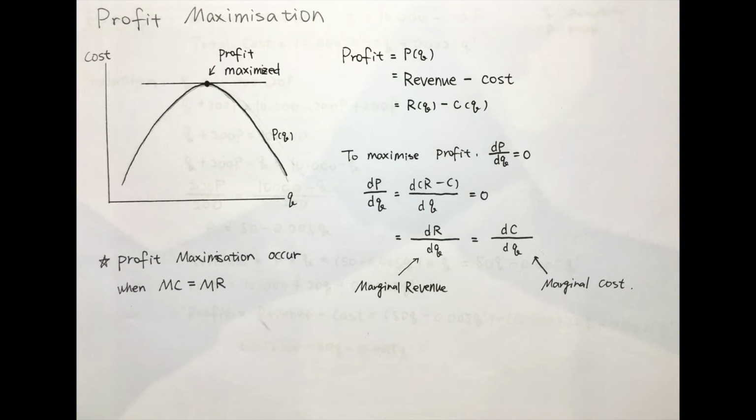First, profit is equal to revenue minus cost, or R(Q) minus C(Q). A business can use the derivative to calculate the profit-maximizing point, where the derivative of the profit equation equals 0. Then, we can write the derivative of revenue minus cost with respect to quantity. When the derivative equals 0, the derivative of revenue with respect to quantity equals the derivative of cost with respect to quantity, which is marginal revenue equals marginal cost. When marginal cost equals marginal revenue, profit reaches its maximum point.